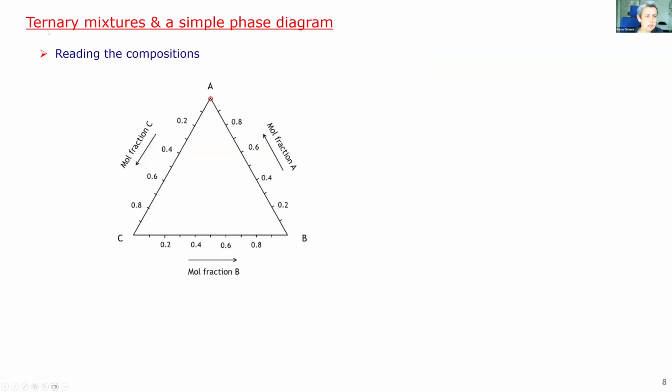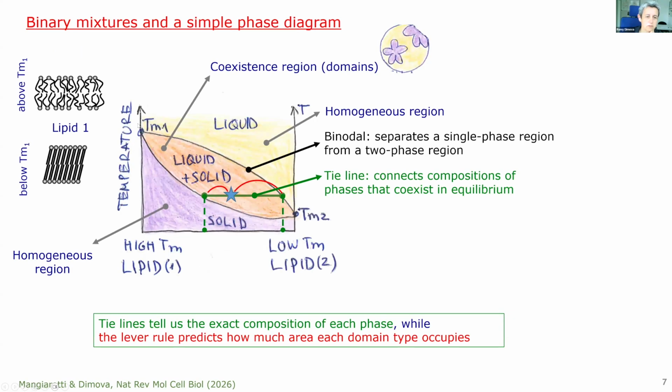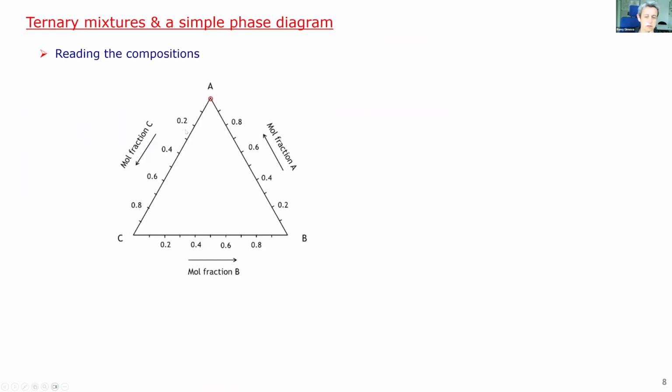Okay, I have two slides about ternary mixtures. So now we're complicating the mixture. We have now a three-component mixture. And the way you plot it is you plot this phase diagram for a fixed temperature, and this is a triangle now, not a line like here, where you have temperature. You have a line here between the two lipids. Now you have three lipids or three components.